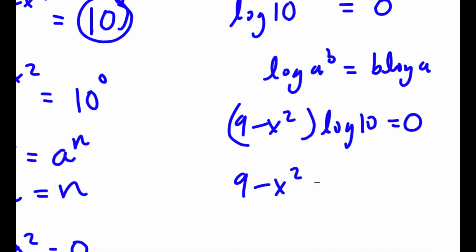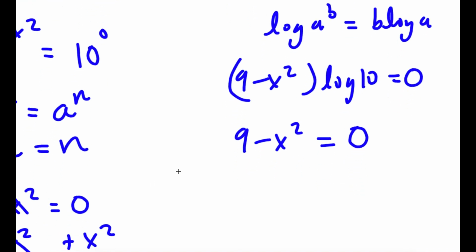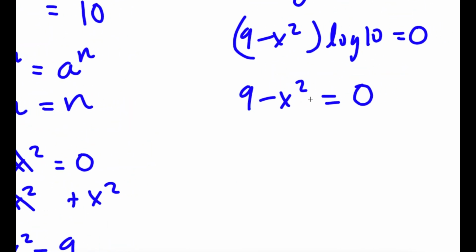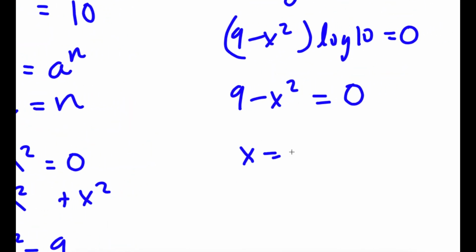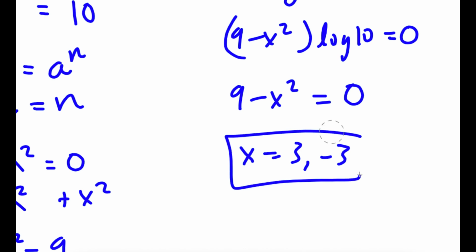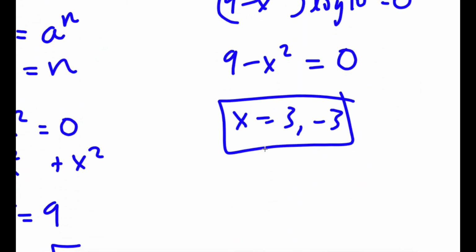So now I have 9 minus x squared times 1, which is simply 9 minus x squared is equal to 0. And again, I'm back to where I started. 9 minus x squared equals 0, so x is equal to 3 or negative 3. So that is my second solution.